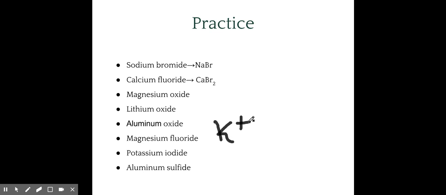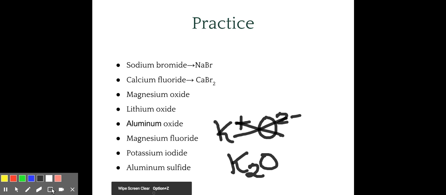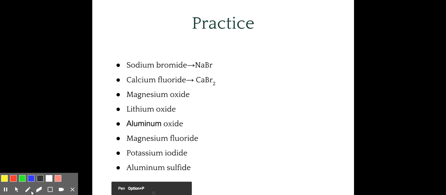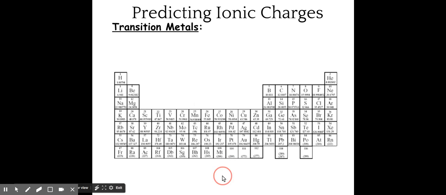Looking at potassium oxide. Potassium has a charge of positive 1, oxide negative 2. Crisscross those charges, K2O. All right, so now we're going to move on to our next example. So now we have transition metals.